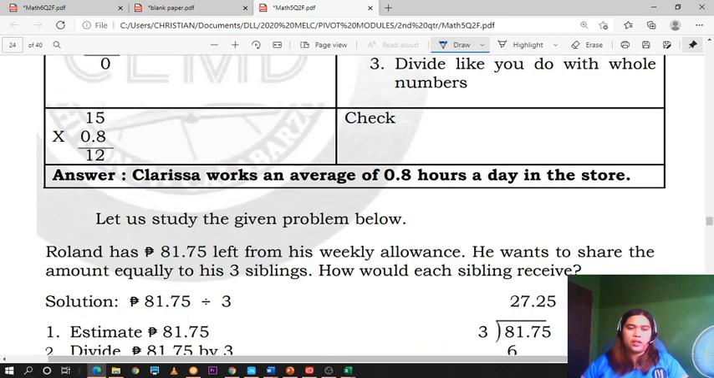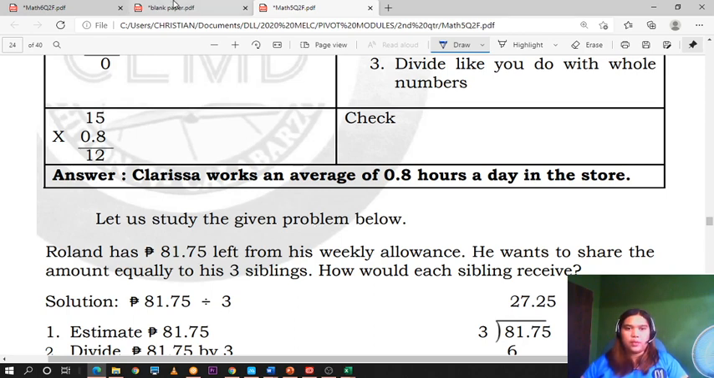So, tingnan naman natin tong another example. Roland has 81 pesos and 75 centavos left from his weekly allowance. He wants to share the amount equally to his 3 siblings. How would each sibling receive? So, may tatlong kapatid at may natirang allowance si Roland na 81 pesos and 75 cents. Hahatiin niya sa kanyang tatlong kapatid.